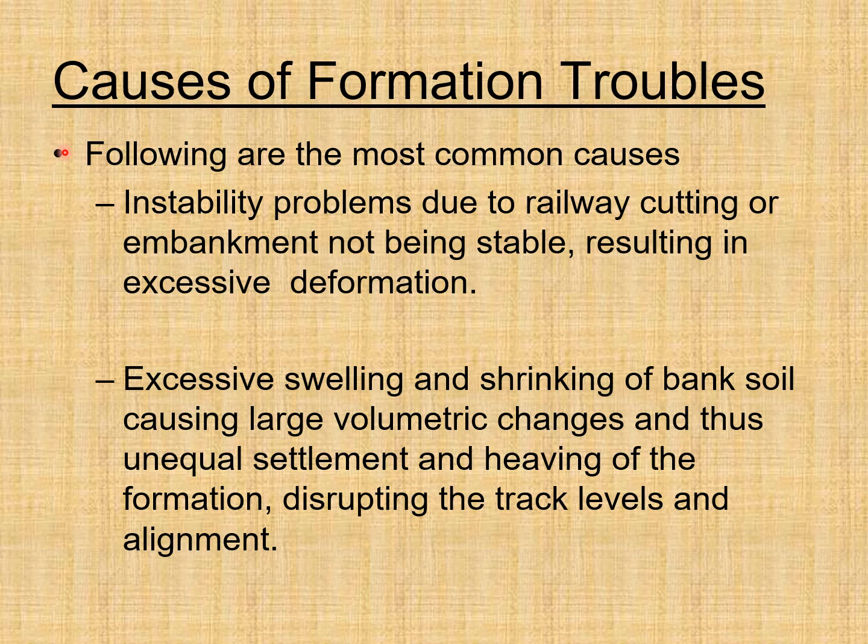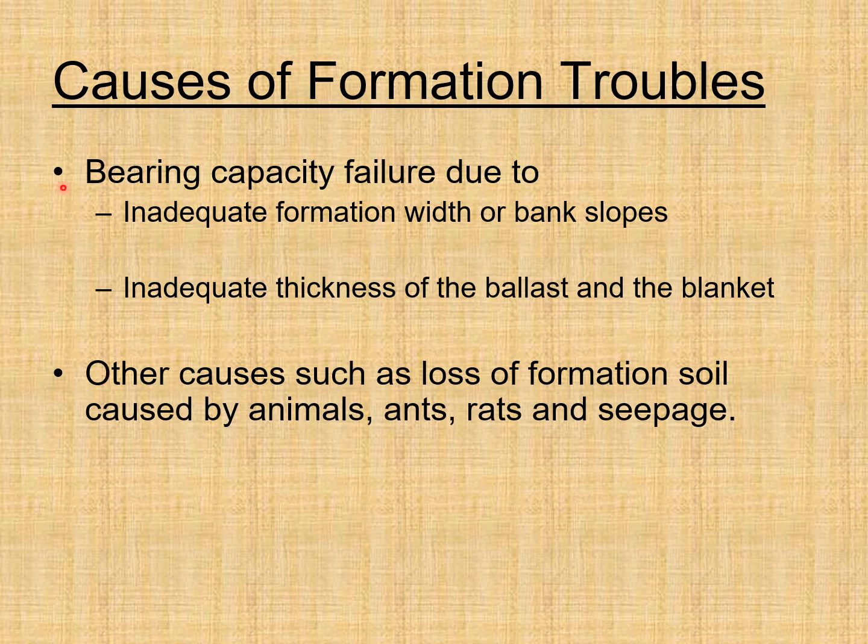Following are the most common causes: instability, problems due to railway cutting or embankment not being stable, resulting in excessive deformation; excessive swelling and shrinking of bank soil, causing large volumetric changes and thus unequal settlement and heaving of the formation, disrupting the track level and alignment; bearing capacity failure due to inadequate formation weights or bank slopes, inadequate thickness of the ballast and the blanket; other causes such as loss of formation soil caused by animals, ants, rats and seepage.